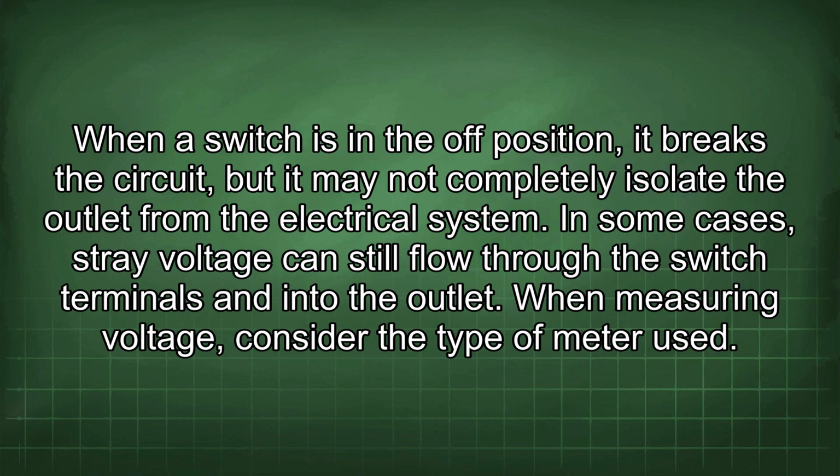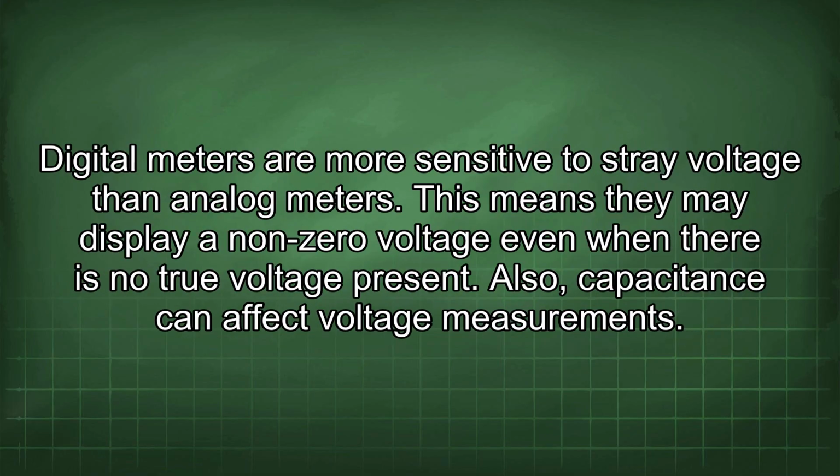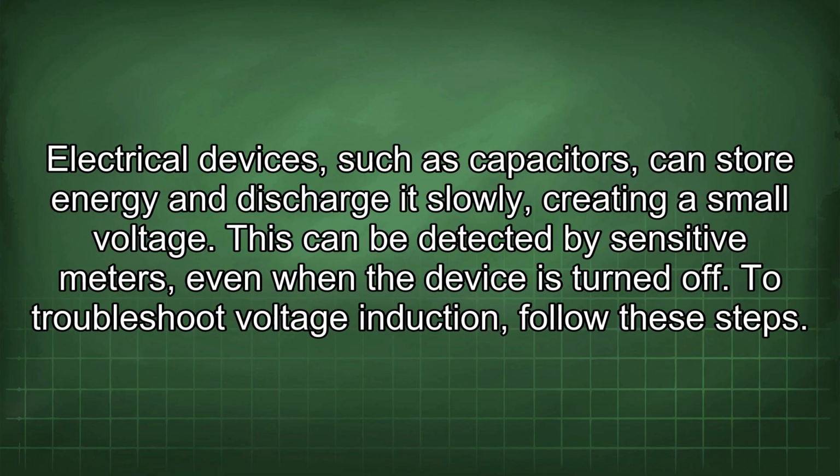When measuring voltage, consider the type of meter used. Digital meters are more sensitive to stray voltage than analog meters. This means they may display a non-zero voltage even when there is no true voltage present. Also, capacitance can affect voltage measurements. Electrical devices, such as capacitors, can store energy and discharge it slowly, creating a small voltage. This can be detected by sensitive meters even when the device is turned off.